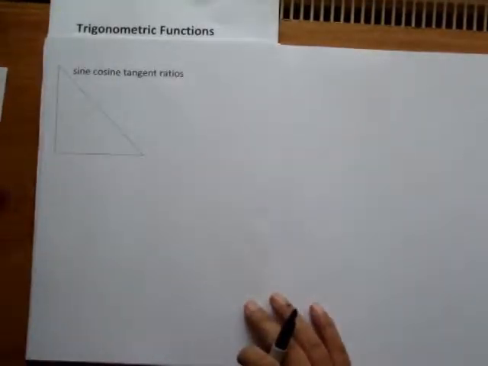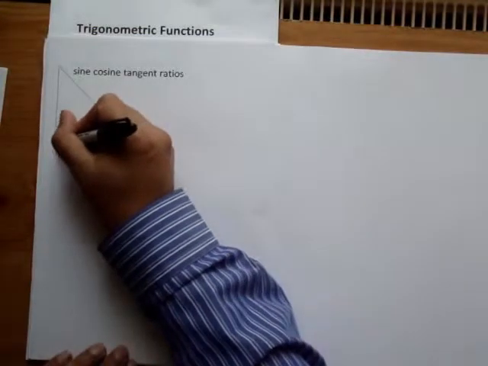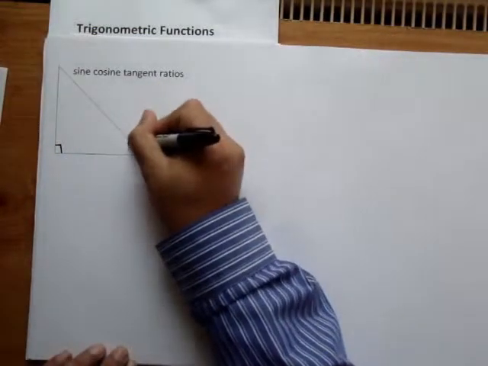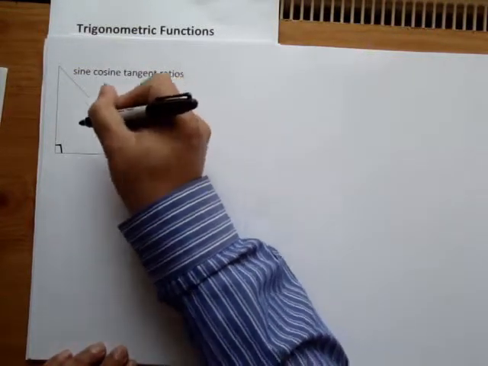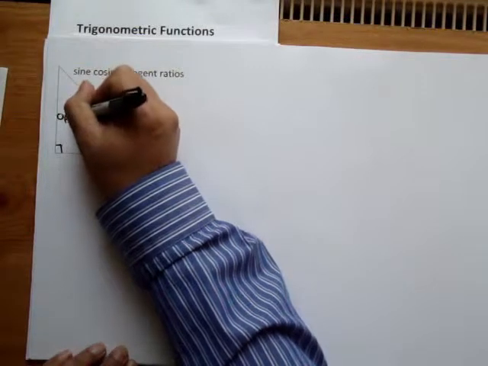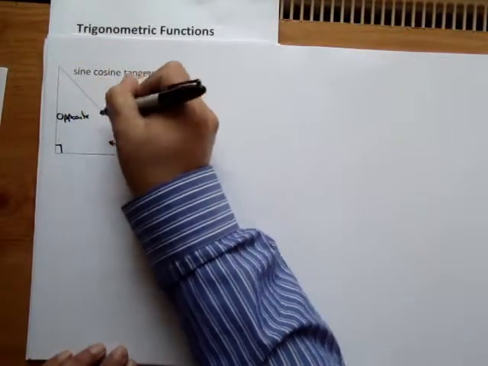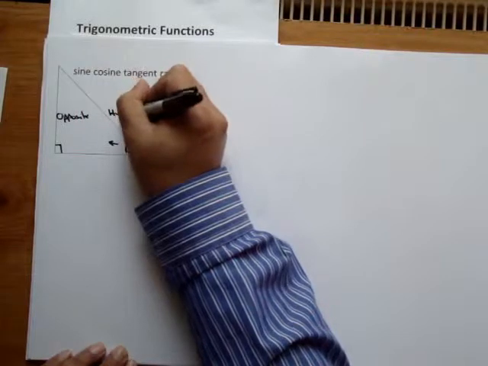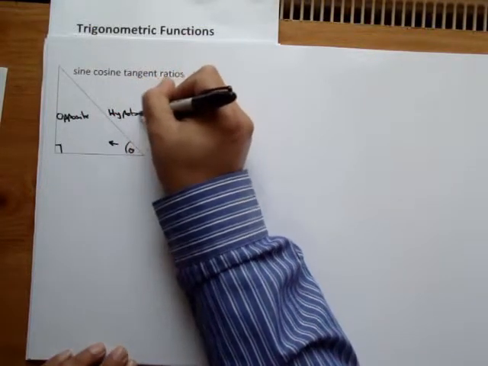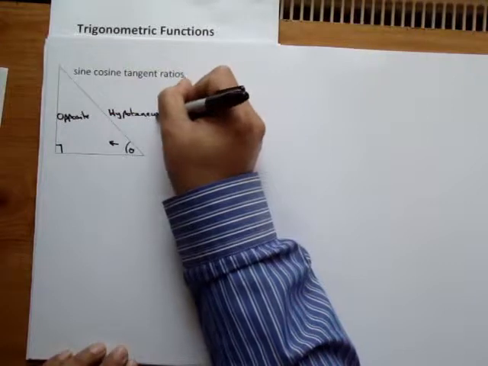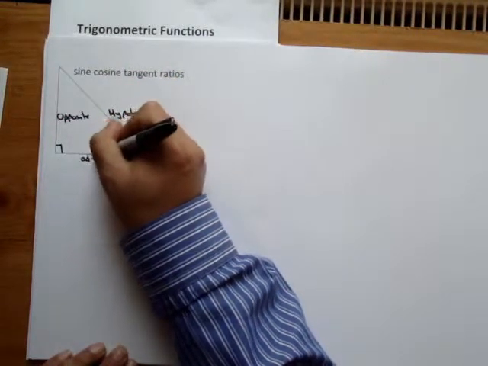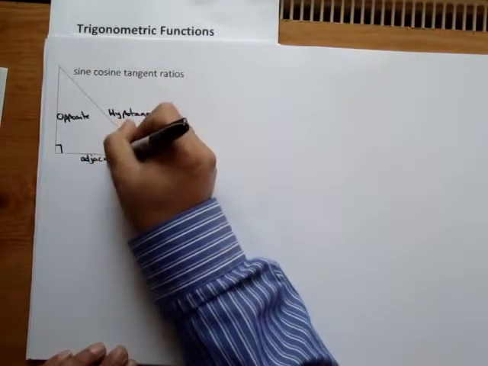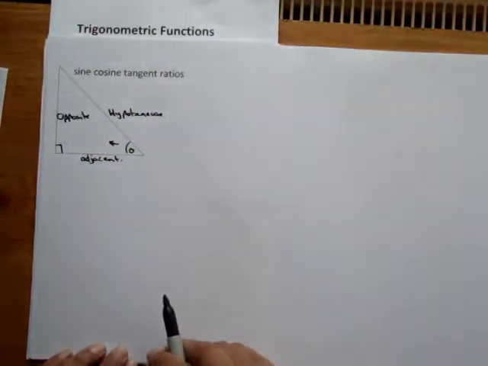I'm going to quickly go over sine, cosine, tangent ratios. So if we have a right angle triangle with the angle theta, directly opposite we label this opposite. This is the hypotenuse. And this is the adjacent. So those are the sides of the triangle.